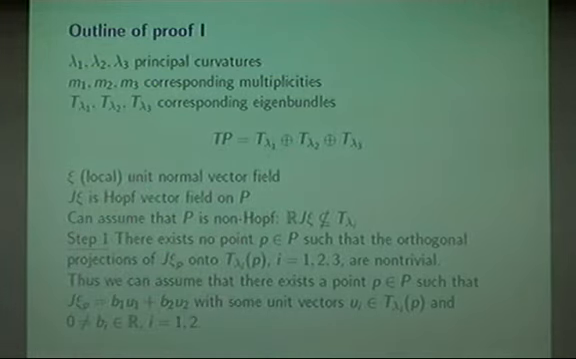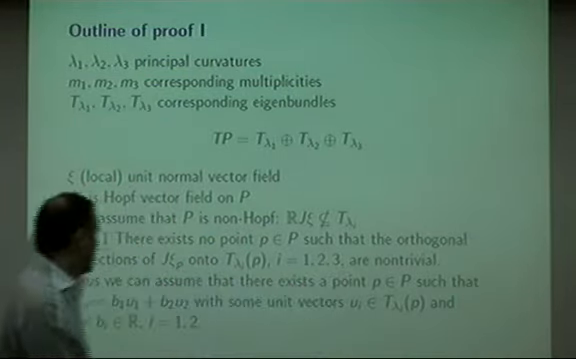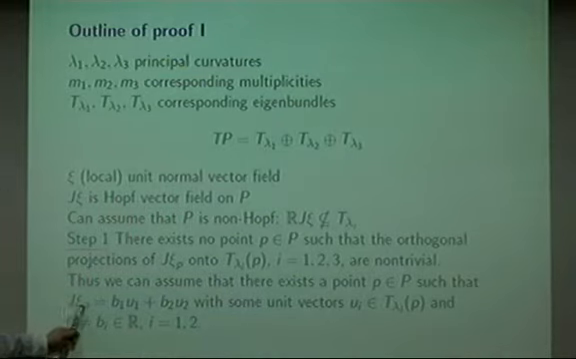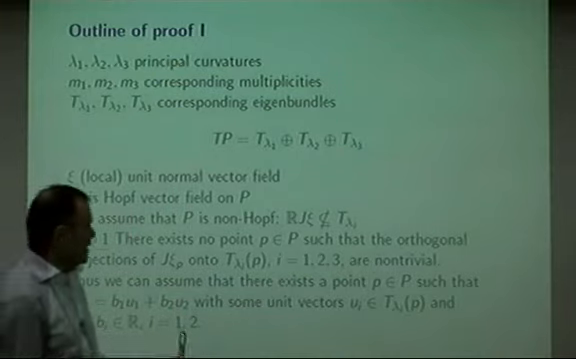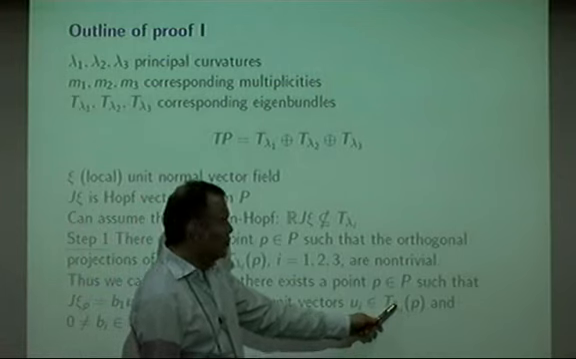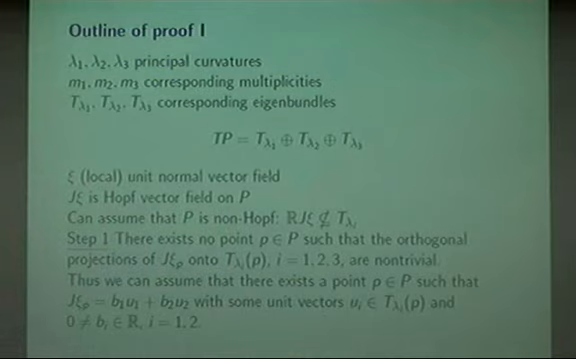And the first step is to prove that there are at most 2 non-trivial projections, which means that the Hopf vector field J psi can be written as a linear combination of two principal curvature vectors. Of two, but not three. And that's quite an important piece of information that one gets from the Gauss-Codazzi equations. So this is the first step.